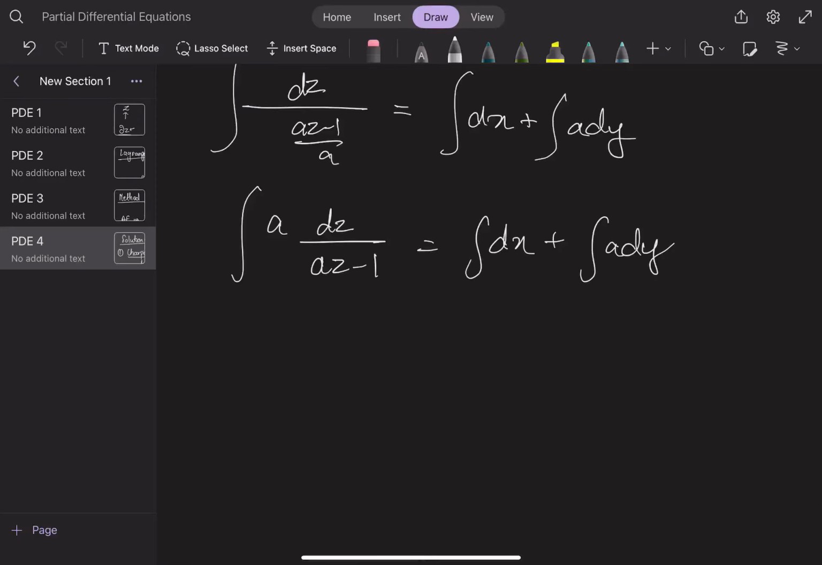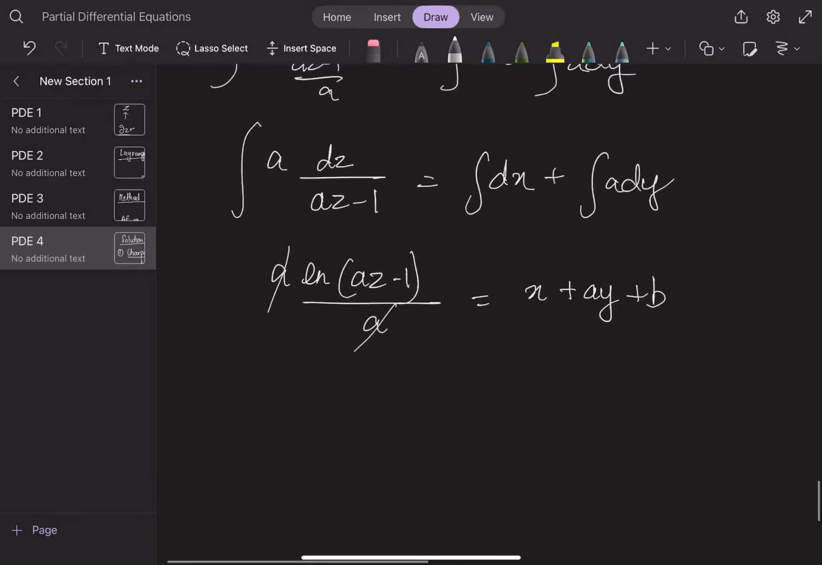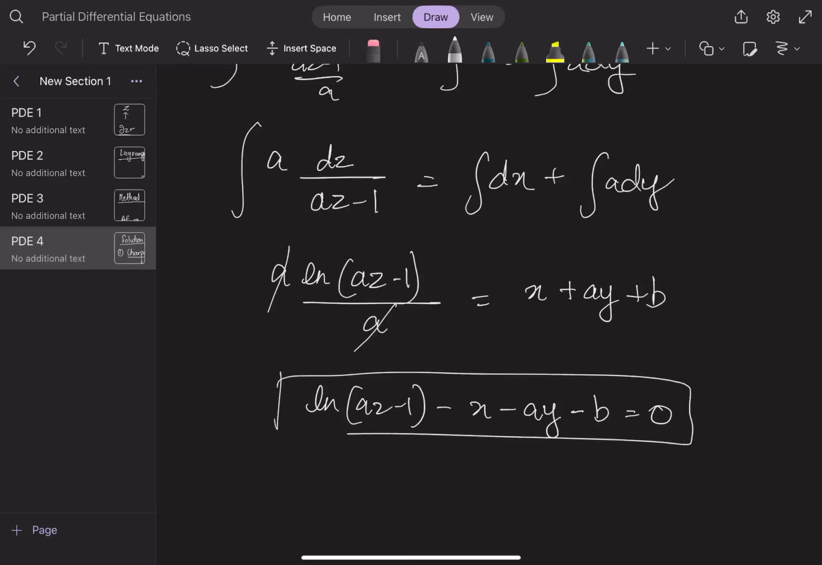So this becomes a ln(az minus 1) divided by a is equal to x plus ay plus b. So let's cancel these a's. So you get ln(az minus 1) minus x minus ay minus b is equal to 0. This is the answer.